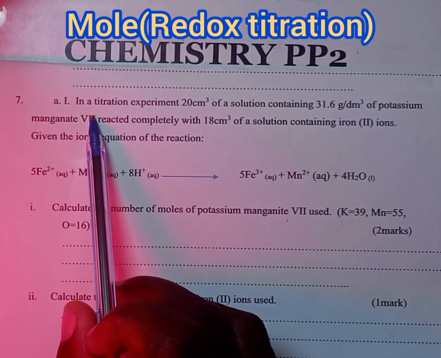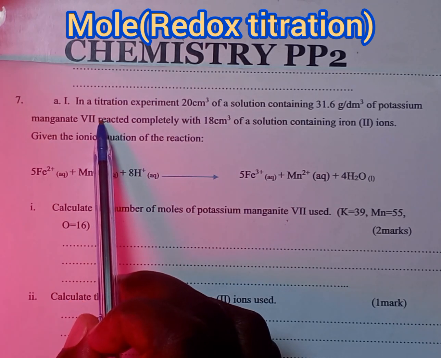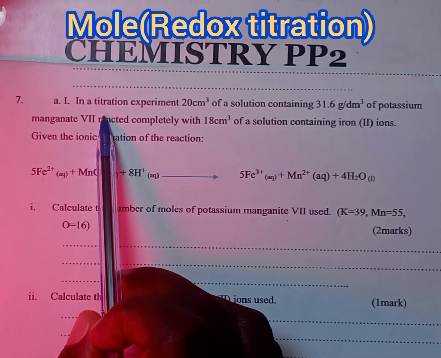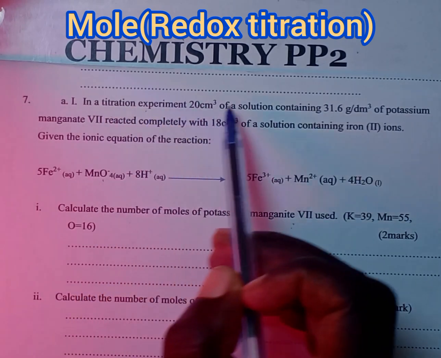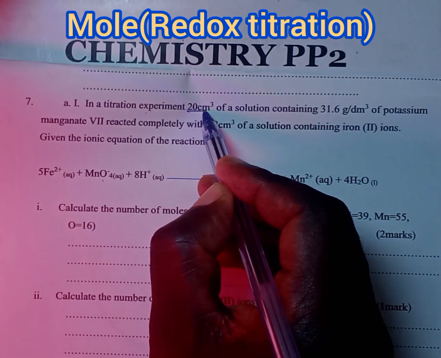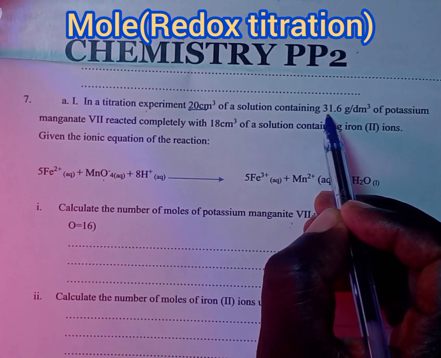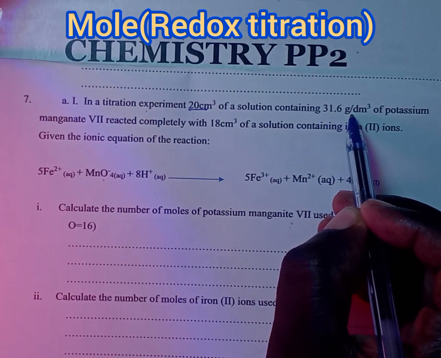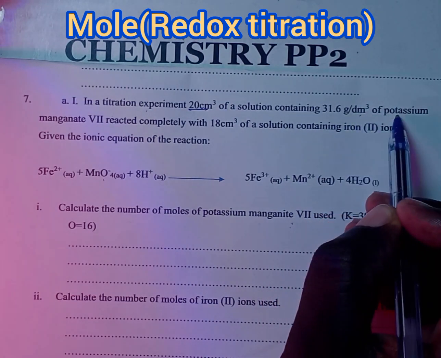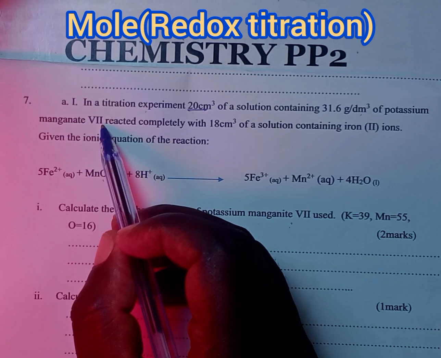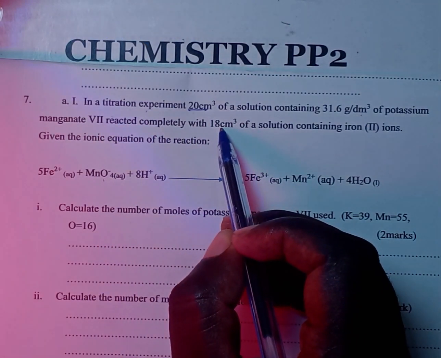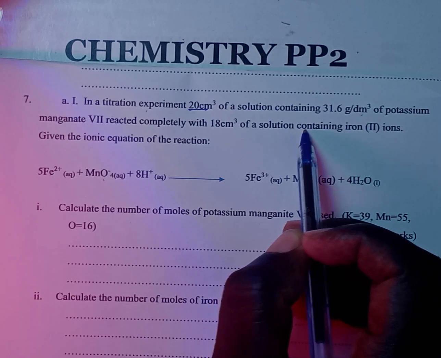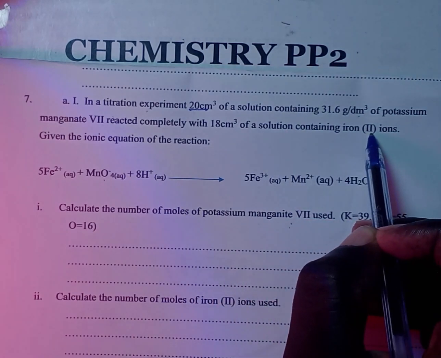We are looking at a question on titration, that is a redox titration. In a titration experiment, 20 cm³ of a solution containing 31.6 g/dm³ of potassium manganate(VII) reacted completely with 18 cm³ of a solution containing iron(II) ions.